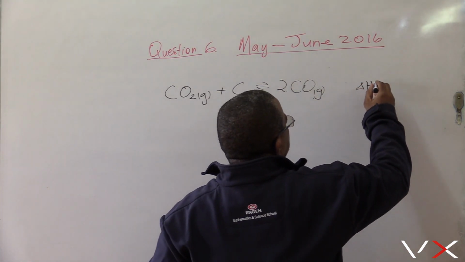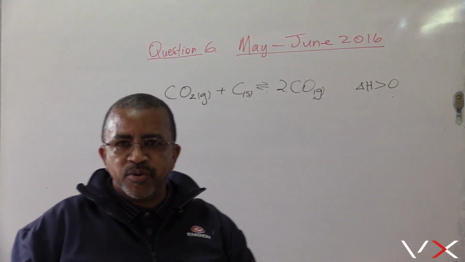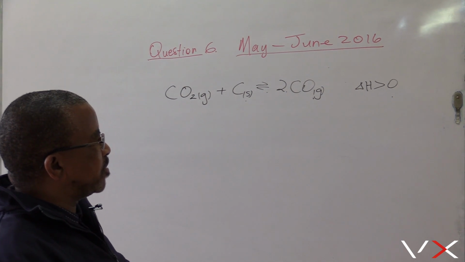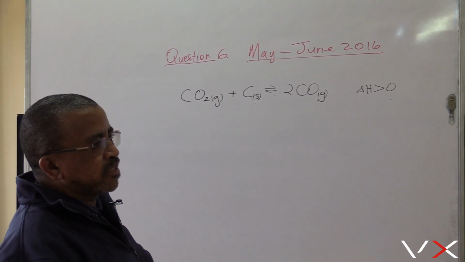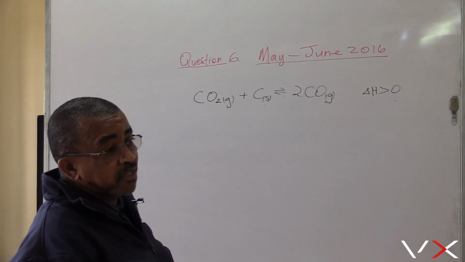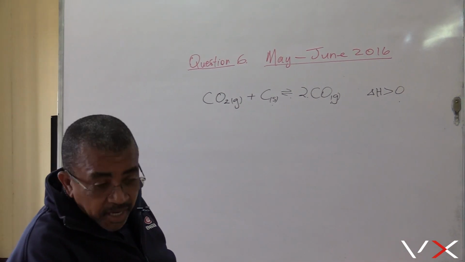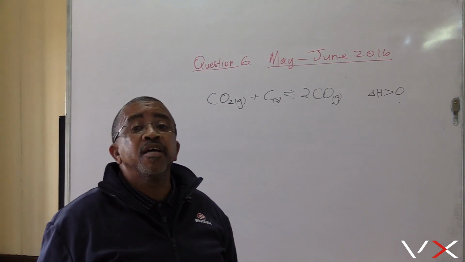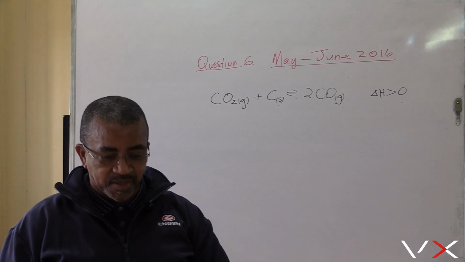Delta H greater than 0. So the reaction is endothermic. What does the double arrow indicate in the equation above? Double arrow means the reaction is reversible. Which means a reaction iyakwazi ukwakha ama-products akha ama-reactants. Uma uwakha nje ama-products phela ingakwazi ukwakha ama-reactants, then we say it's irreversible.